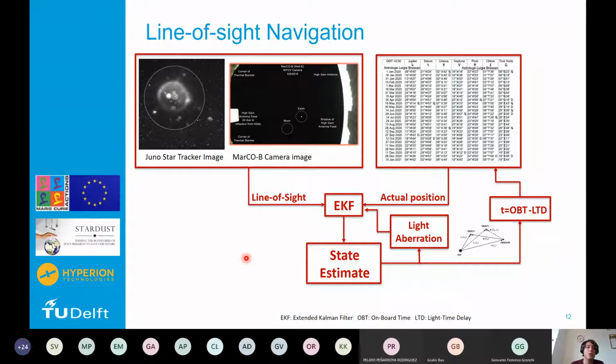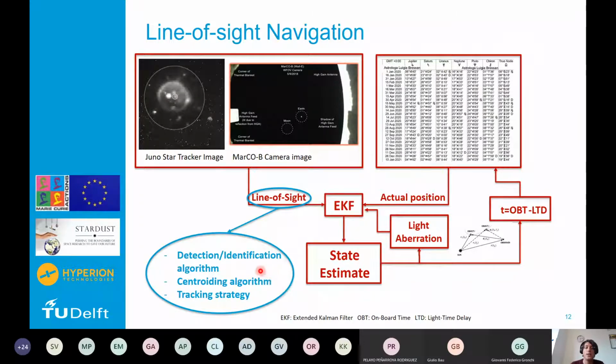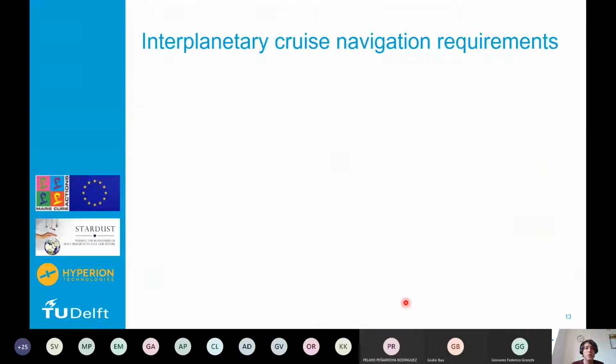The main challenges that I see in this particular navigation are, of course, related to the line of sight. So how to detect and identify the object within the field of view, how to spot the centroid as accurately as possible, and of course the tracking strategy. But also it is really important to optimally store on board the ephemerides of the bodies.